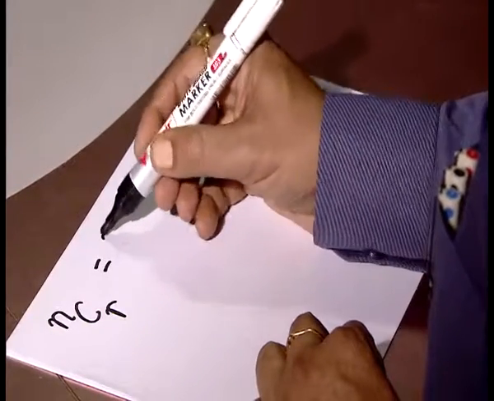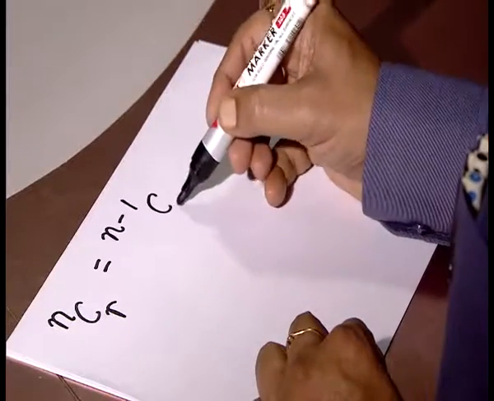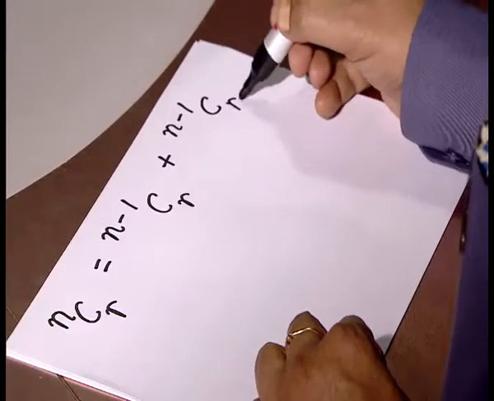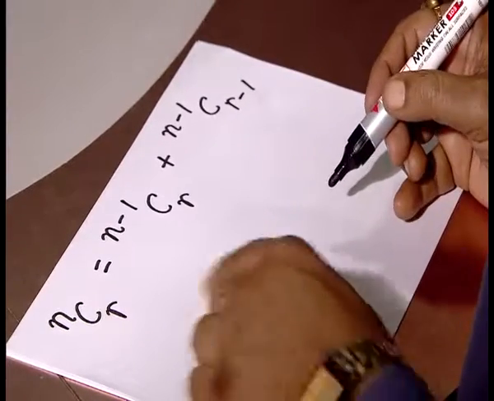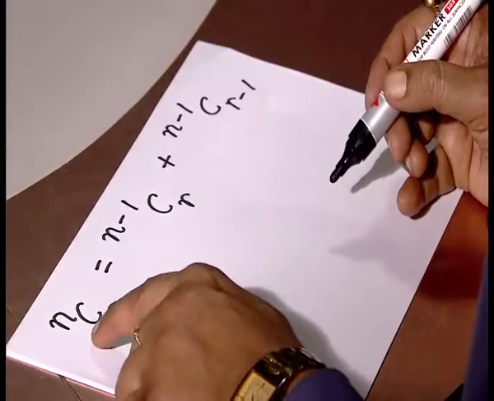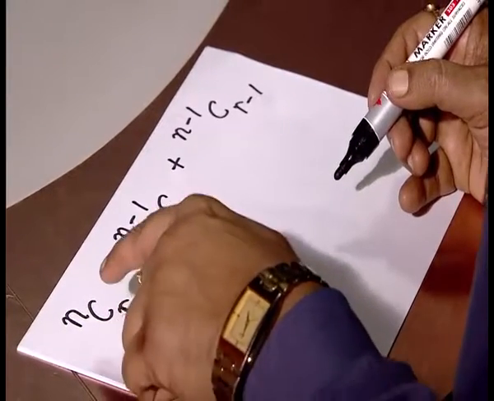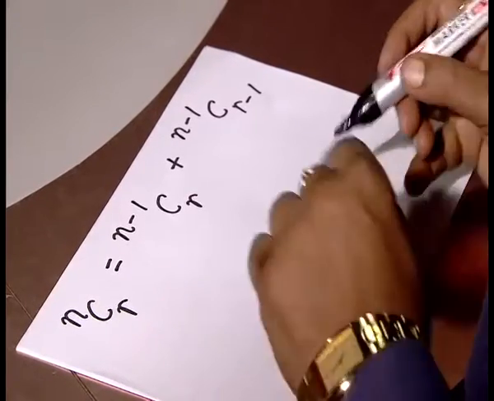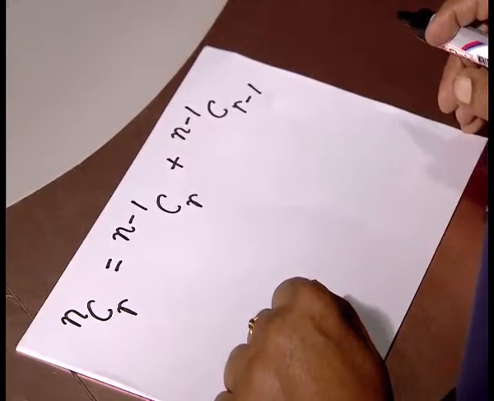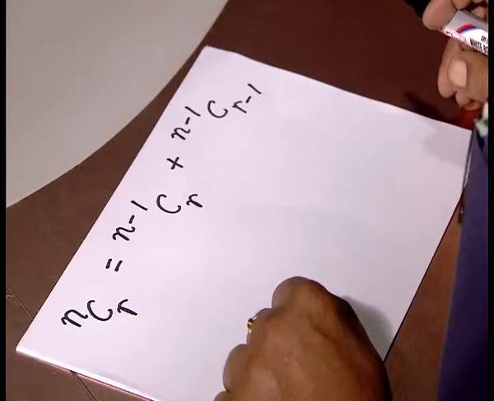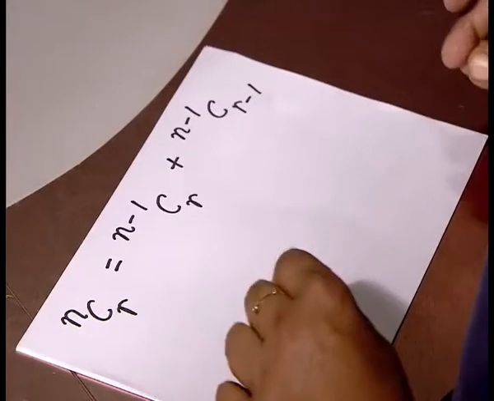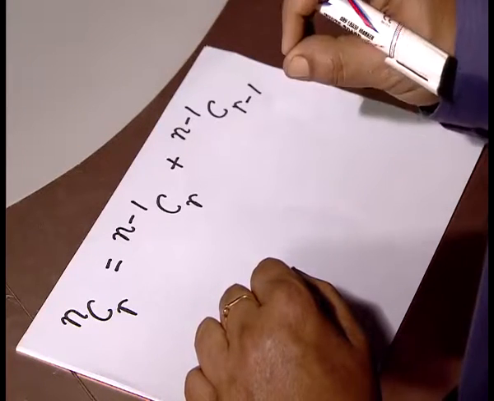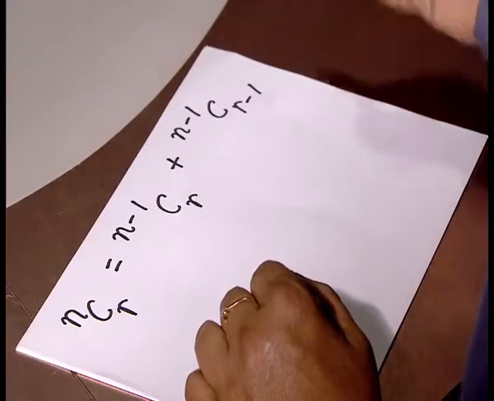nCr is equal to n minus 1 Cr plus n minus 1 C r minus 1. Now, what is nCr? nCr is the combination of n different things taken r at a time. Now, when you take the combination of n different things taken r at a time, then in every such combination you will find that one particular thing is always there or that particular thing is not there.